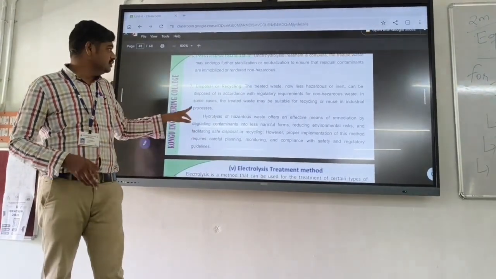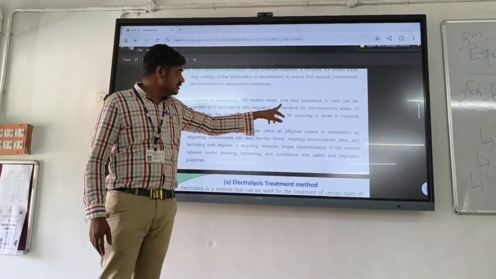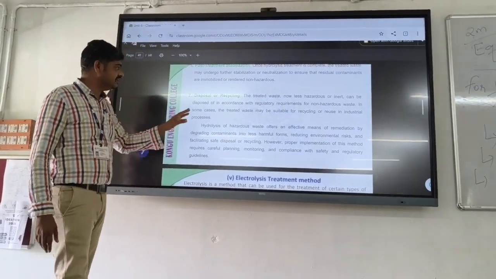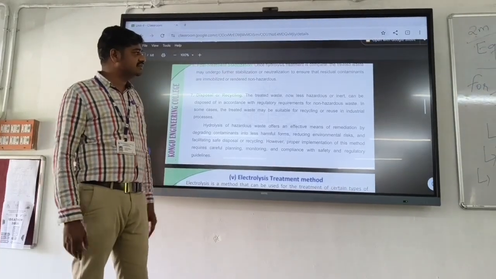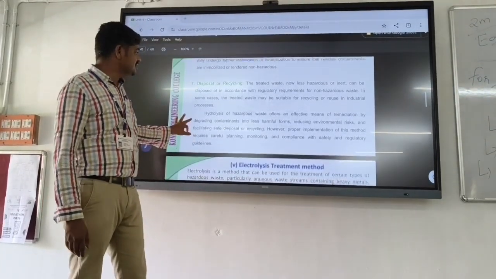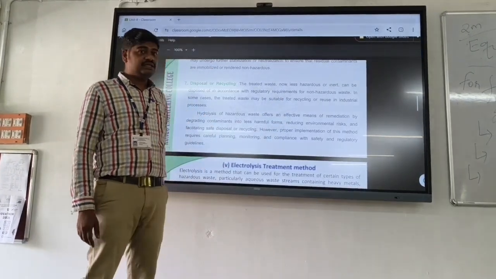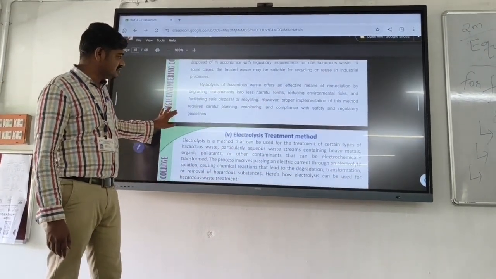Okay. So the treated waste, now less hazardous or inert, can be disposed of in accordance with the regulatory requirements of non-hazardous waste. In some cases, the treated waste may be suitable for recycling or reuse in industrial processes.